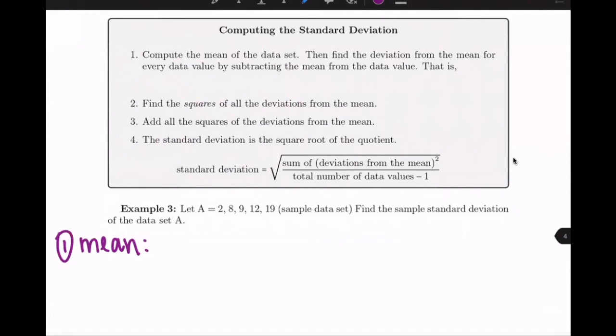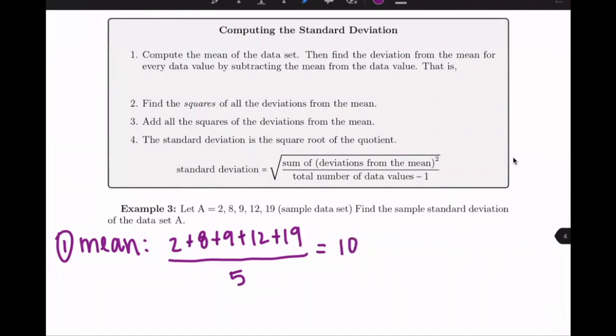So we have 2 plus 8 plus 9 plus 12 plus 19 divided by 5. So you should get 10. Okay, that was step 1.